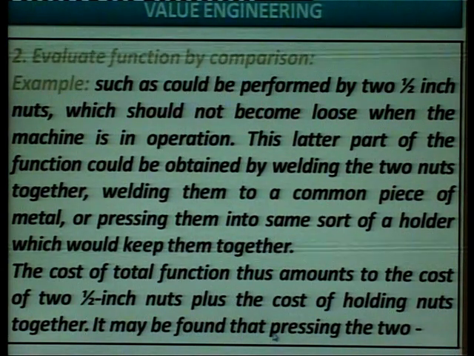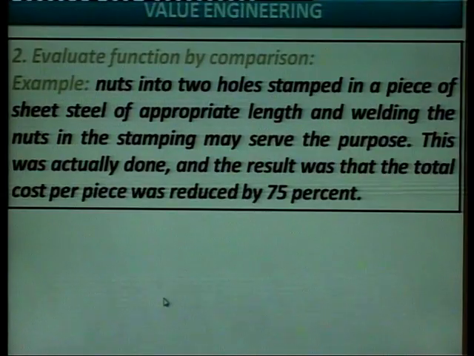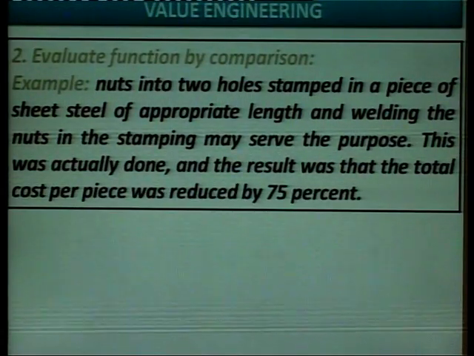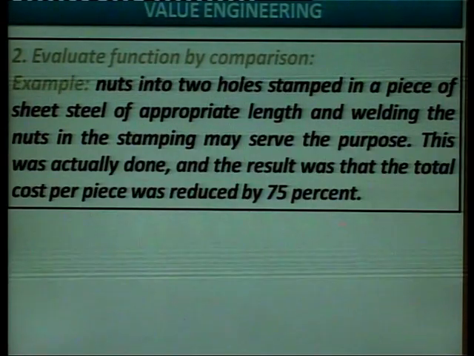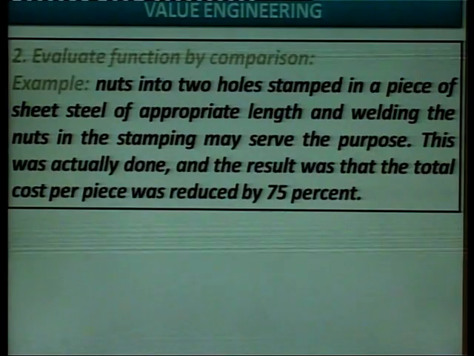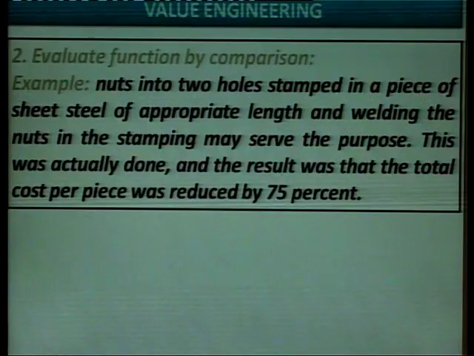It may be found that pressing the two nuts into two holes stamped in a piece of sheet steel of appropriate length and welding the nut in the stamping may serve the purpose. This was actually done, and the result was that the total cost per piece was reduced by 75%.